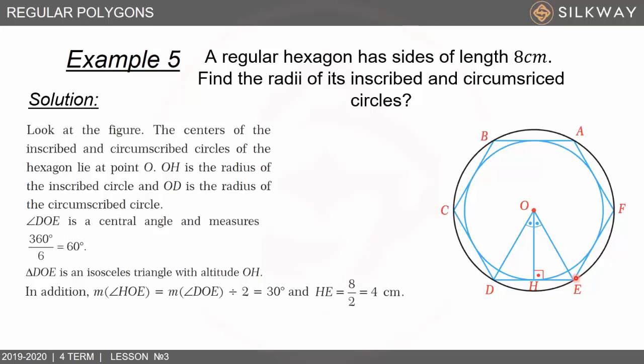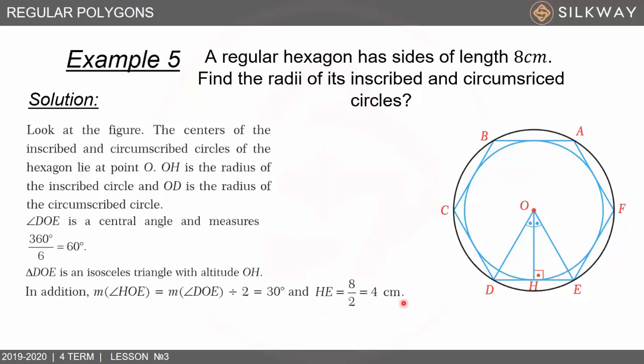We divide 360 degrees by 6, and it is equal to 60 degrees. These angles are equal to each other. From that, 60 divided by 2 is equal to 30 degrees. Yes, HOE is equal to 30 degrees. And DE, we know, is equal to 8 centimeters. And OH is a median. From that, HE will be 8 divided by 2. HE is equal to 4 centimeters.